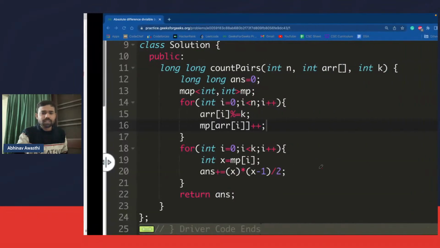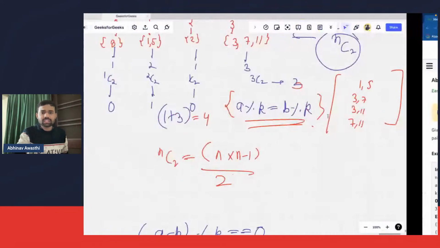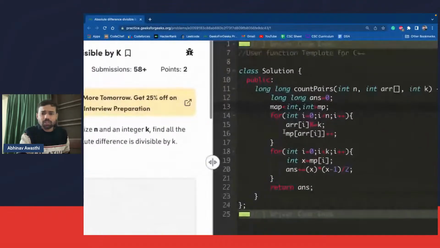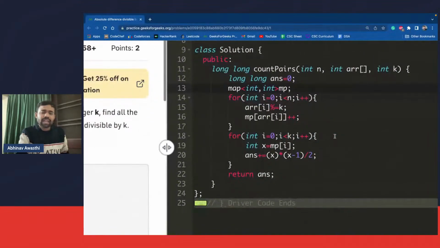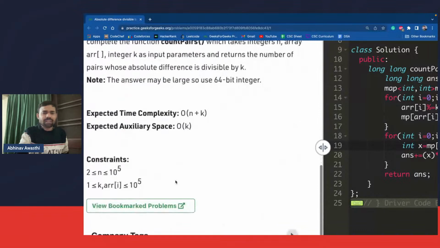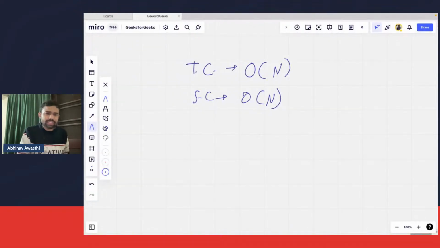If we talk about the time and space complexity, the time complexity is order of n, and the space complexity is also order of n. We can say the time complexity is maximum of n comma k, or n plus k, because we have two loops, n and k. But I think n and k will be somehow the same, so you can call it n plus k. Also, space can be written as order of k only.